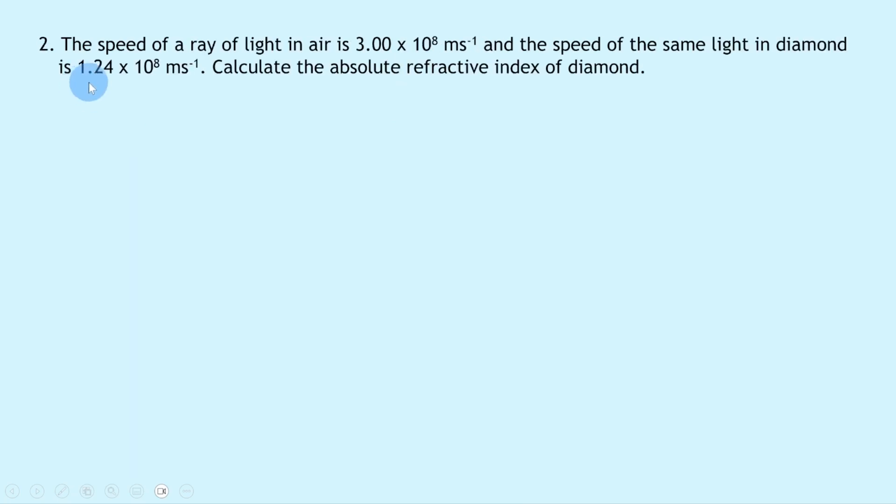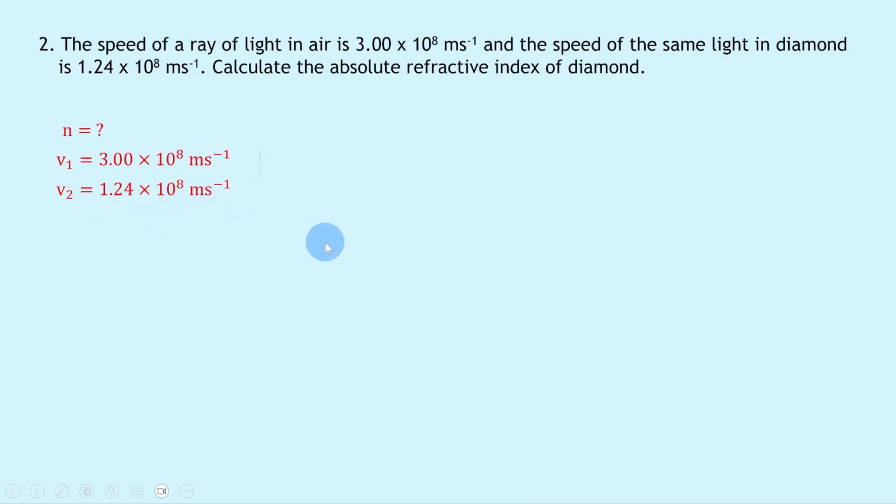Question 2 says the speed of a ray of light in air is 3.00 times 10 to the 8 meters per second, and the speed of the same light in diamond is 1.24 times 10 to the 8 meters per second. Calculate the absolute refractive index of diamond. So writing down what we know from the question, we're trying to find N. We know that V1, the speed of light in air, is 3.00 times 10 to the 8 meters per second, and we know V2, the speed of light in the diamond, is 1.24 times 10 to the 8 meters per second.